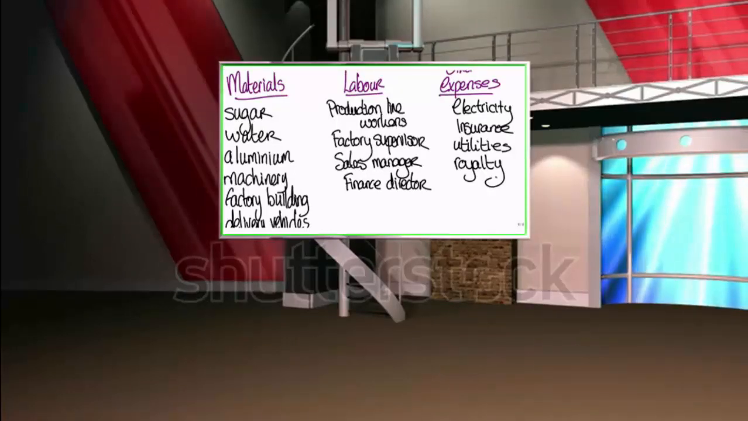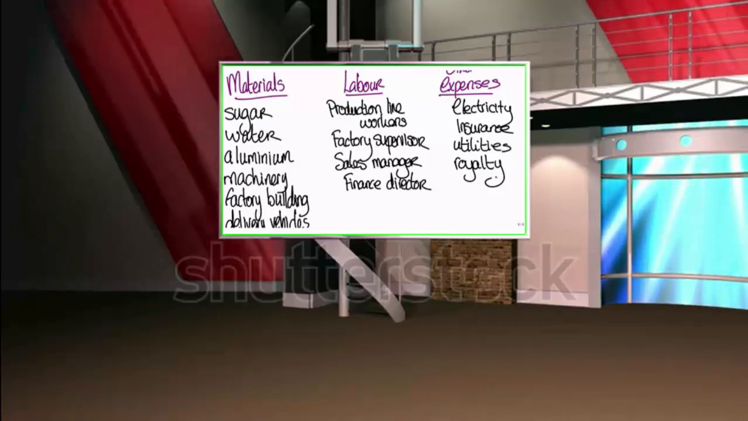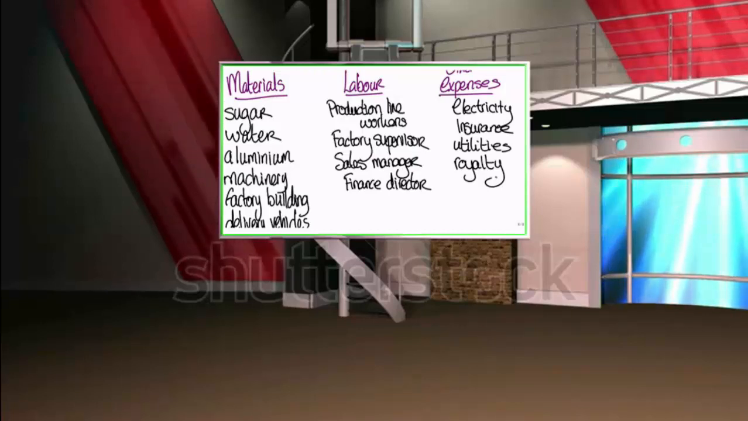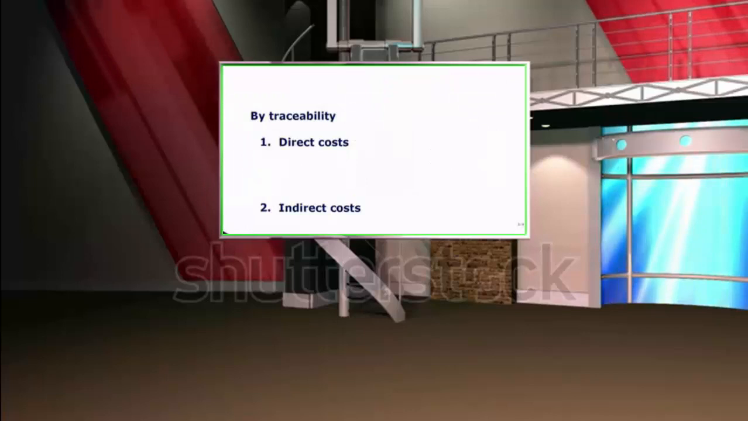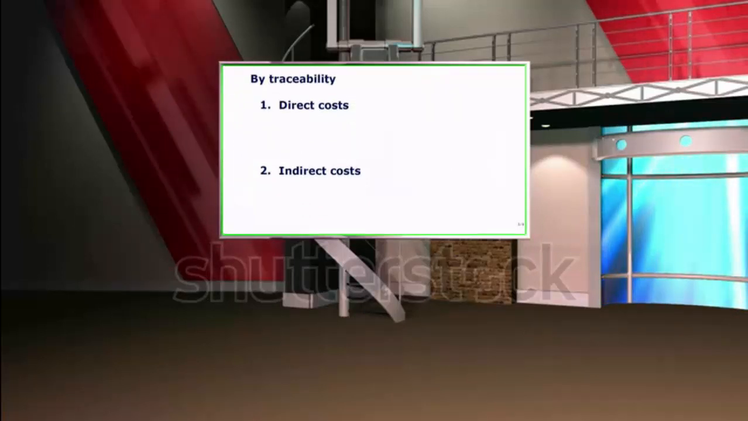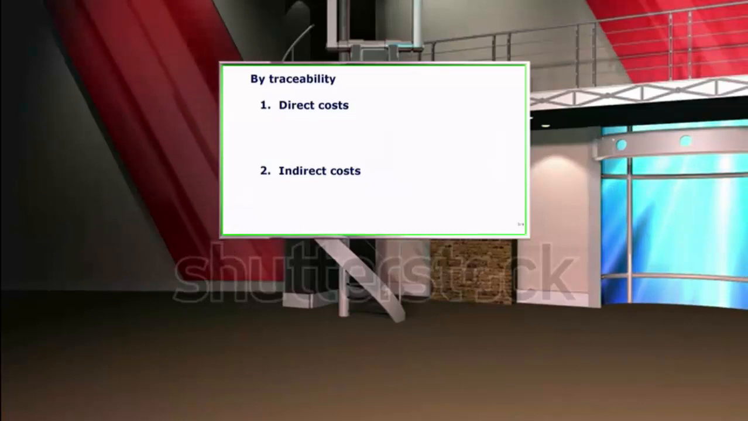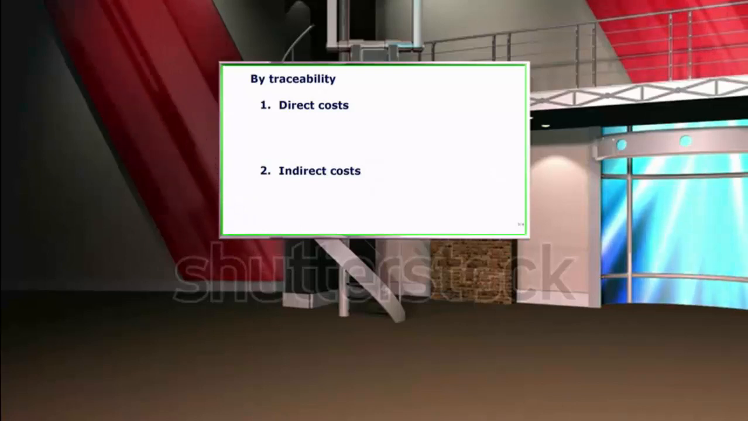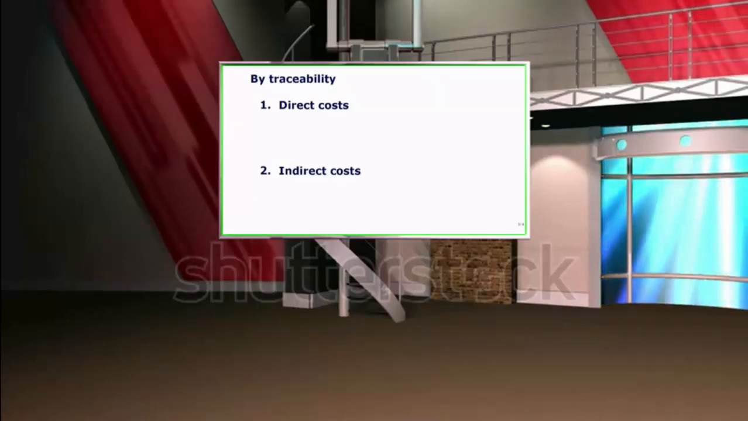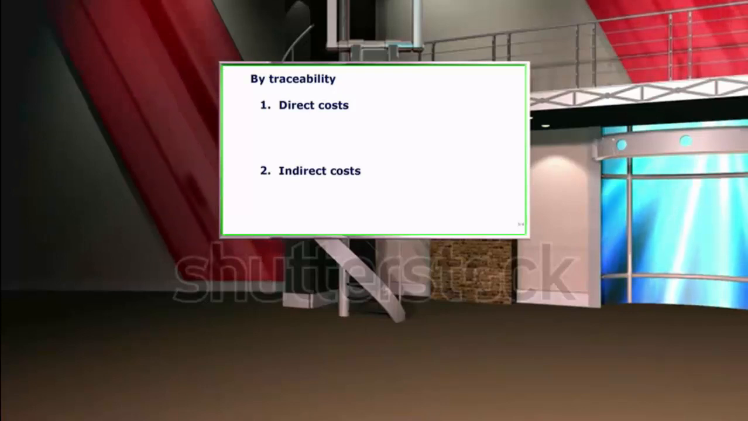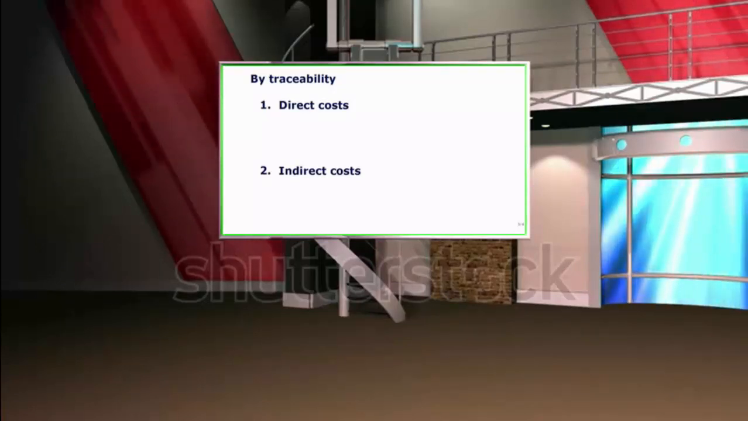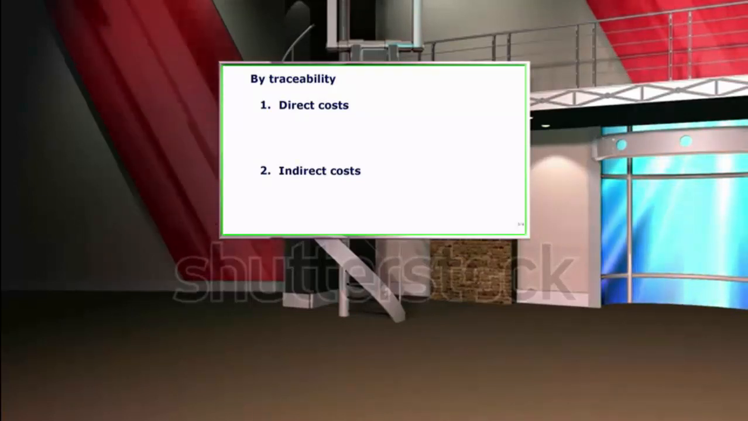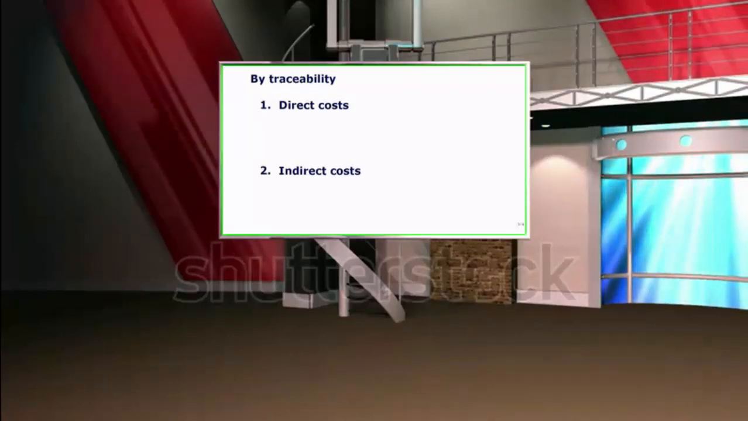Okay, so that's our first classification, cost by nature. We can allocate all costs into one of these three categories. Moving on then, our second classification was by traceability. All we are looking at here is how easily can we link each cost to the production of one unit of our product. So do we know exactly how much we spend on that item in order to produce a single unit of our product?